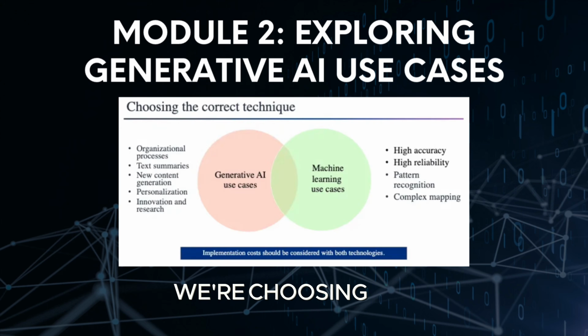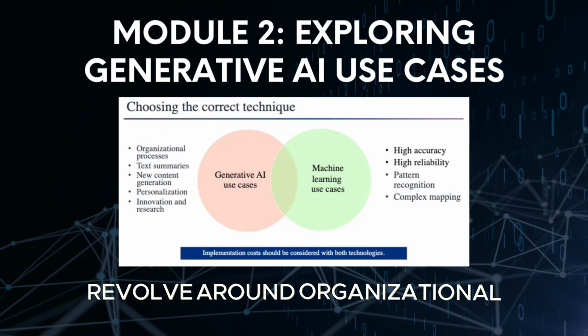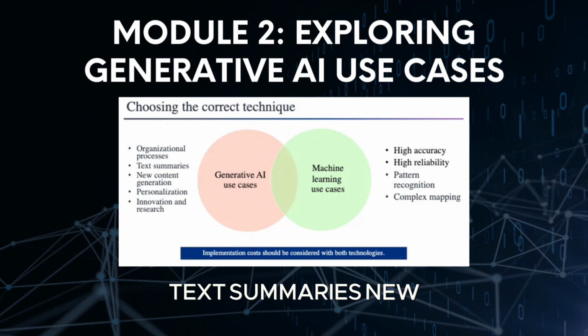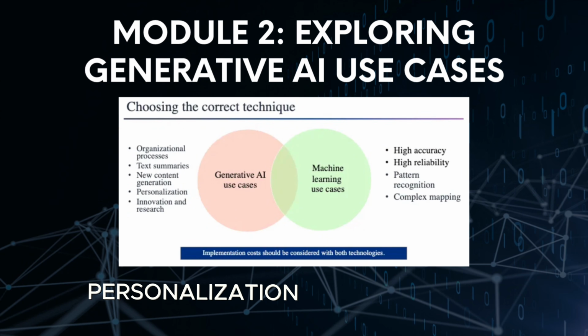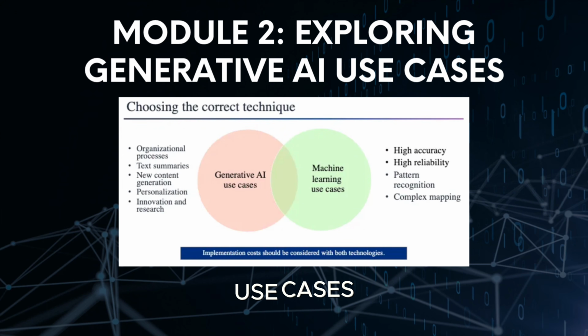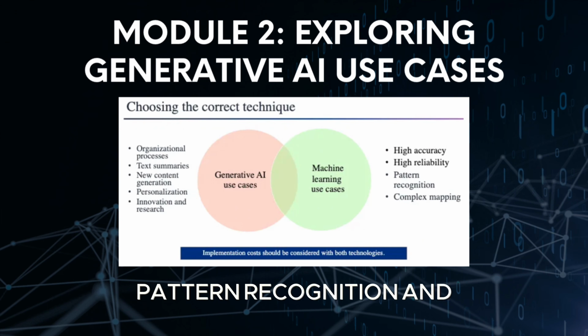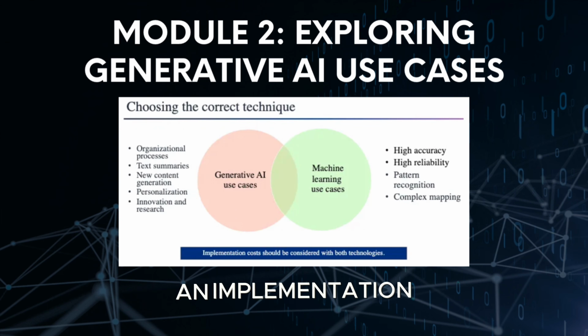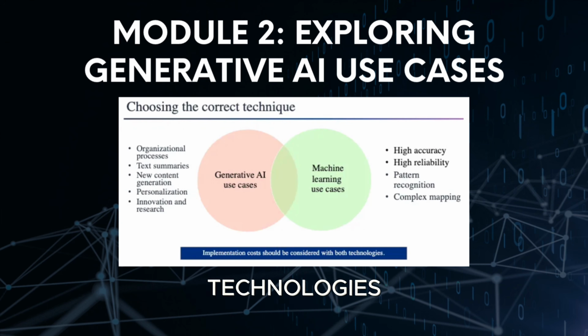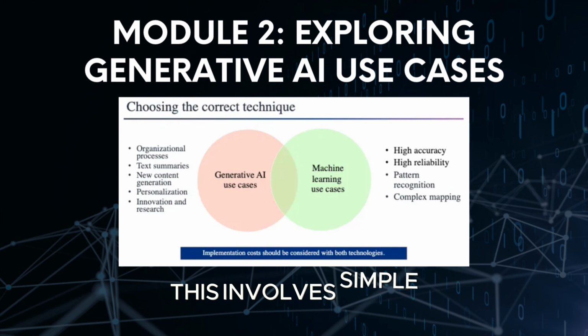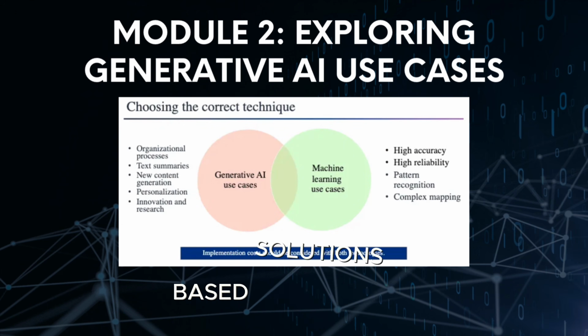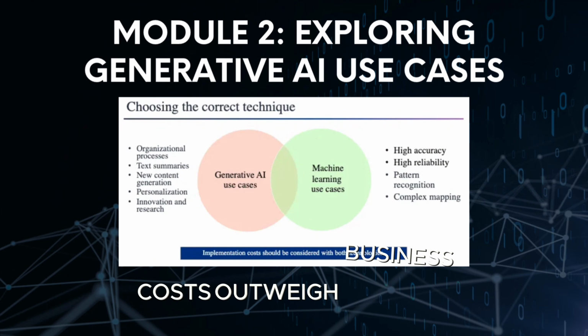And so when we're choosing the correct technique, Gen AI use cases revolve around organizational processes, text summaries, new content generation, personalization, and innovation and research. And in terms of machine learning use cases, we're looking for high accuracy, high reliability, pattern recognition, and complex mapping. And implementation costs should be considered with both technologies. And sometimes other methods work better than AI. This involves simple tasks that are solvable with rule-based solutions or when model costs outweigh business benefits.